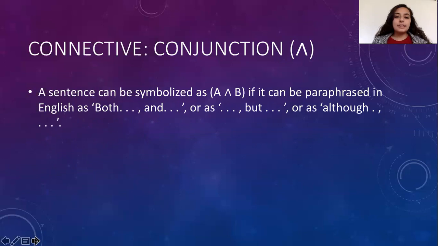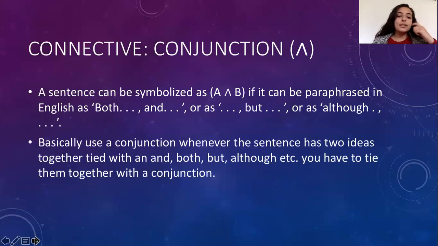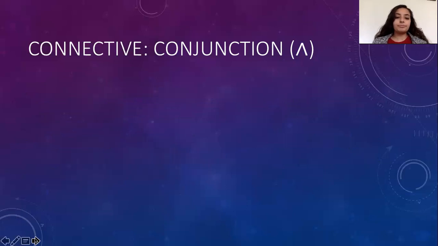So the second one is conjunction. So basically the definition in the book is a sentence can be symbolized as A conjunction B if it can be paraphrased in English as both and, but, although, etc. So basically use a conjunction whenever the sentence has two ideas tied together with any of these, both and, but, although, and you put a conjunction in between them. Let's take a look at an example.